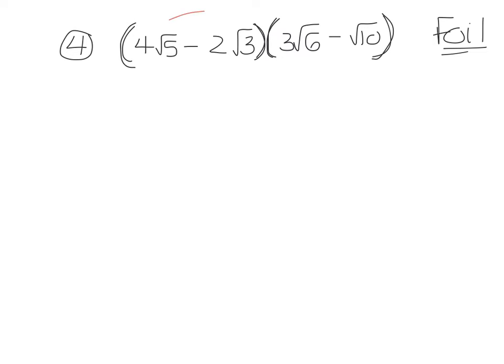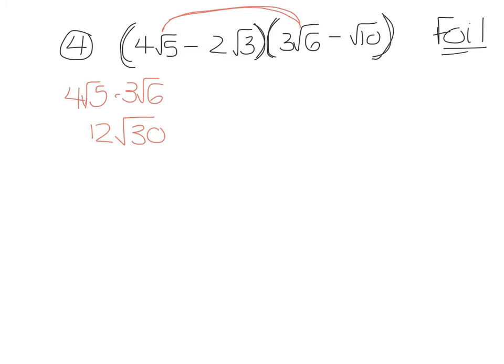So first I'm going to go, this one, 4 rad 5 times 3 rad 6. And let me just write that part out. 4 rad 5 times 3 rad 6 means that you're going to multiply what's on the outside, which is 12, and then you're going to multiply what's on the inside, which is 30.